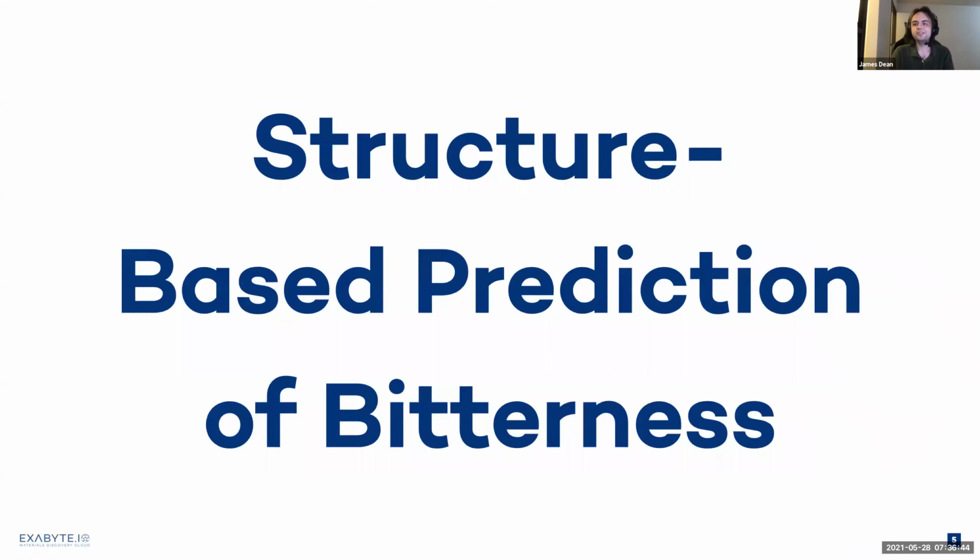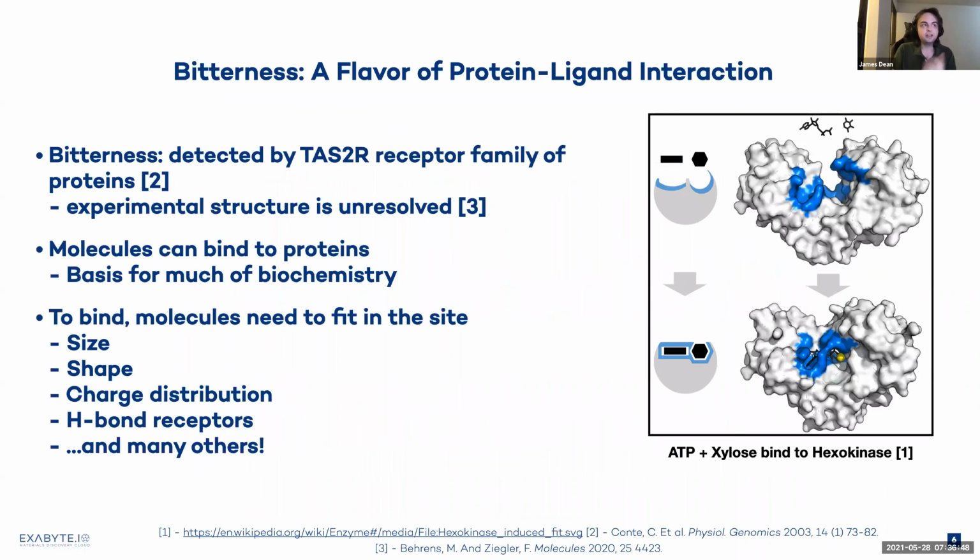All right, so let's get into the bitterness portion, predicting the bitterness of a molecule. It turns out that when we eat or drink something like this delicious coffee, the pathway that ultimately results in our brain having the sensation that this thing tastes bitter starts at the TAS2R receptor family of proteins. So a molecule will bind to one of these receptors, which starts that whole process that ends in the sensation of bitterness.